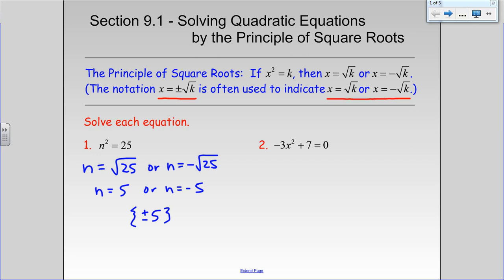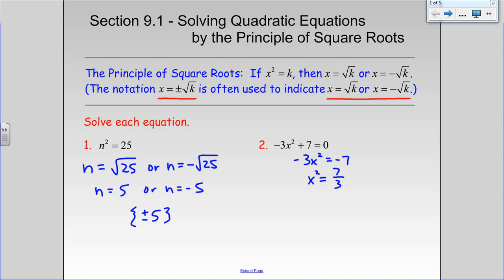The real power of the principle of square roots, however, is demonstrated by example number 2, in which we have a binomial negative 3x squared plus 7, which cannot be factored, and therefore we can't use the principle of zero products to solve this quadratic equation. Instead, we'll isolate x squared, first by subtracting 7 on both sides, then by dividing by negative 3 on both sides, to obtain x squared equals 7 over 3.